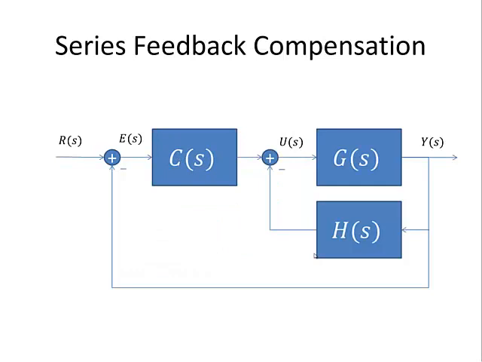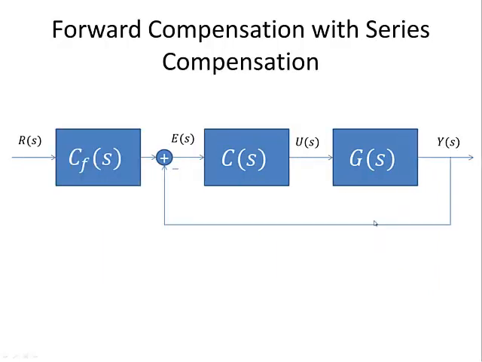There's also series feedback compensation where we have essentially a feedback compensator, but then we add a control law C of S into the forward path of the control architecture. This works well if we need to modify the error that's being fed in to the plant with the feedback compensation. There's also something known as forward compensation, and in this case we have forward compensation with series compensation.